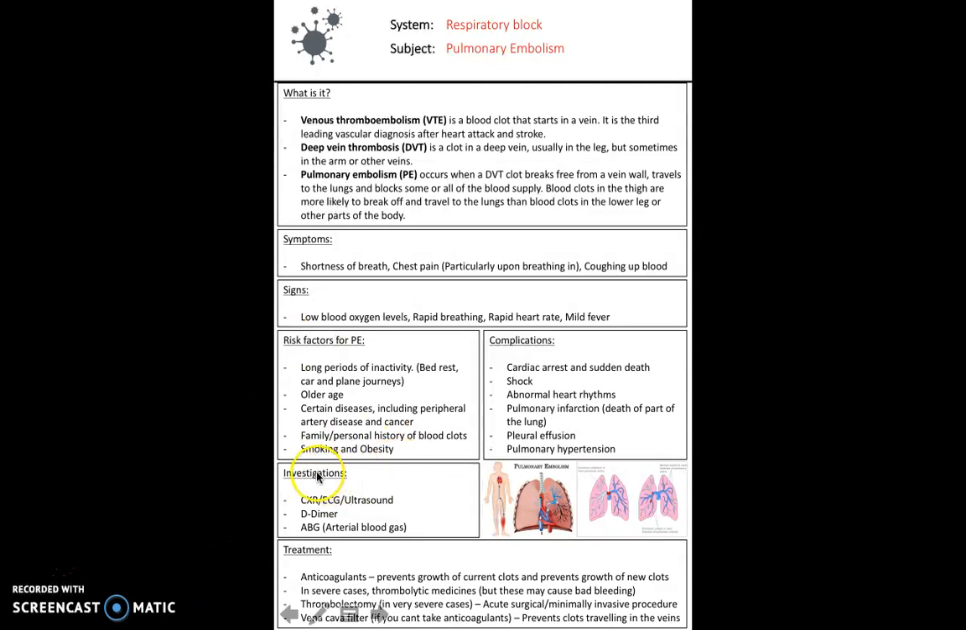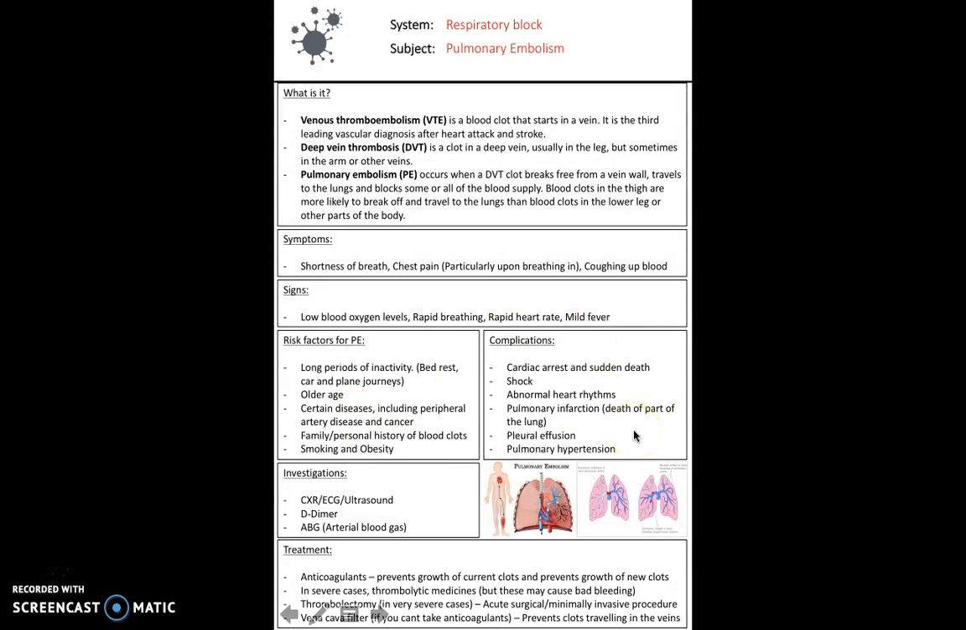So in terms of diagnosis and investigations, be aware you possibly do a chest x-ray, ECG, ultrasound, you possibly do a D-dimer, and also you do an arterial blood gas, because remember you've just observed that there may be a low blood oxygen level, a rapid decrease in oxygen. So risk factors for pulmonary embolism, these really stem to this main cause here, which are long periods of inactivity. A lot of people tend to get them after bed rest or car or plane journeys, which are particularly long. Other causes, however, are older age, certain diseases which are associated with peripheral artery disease and cancer, smoking and obesity.